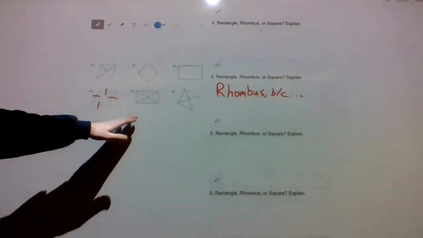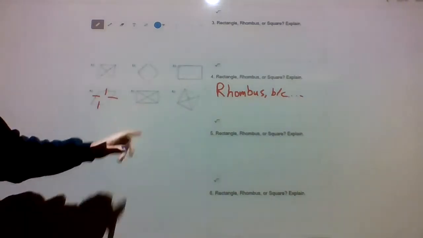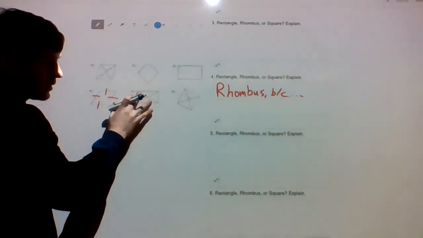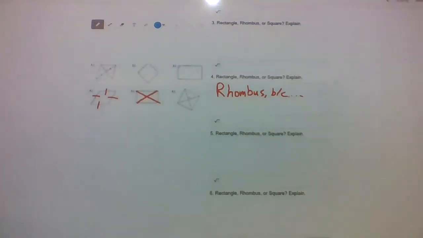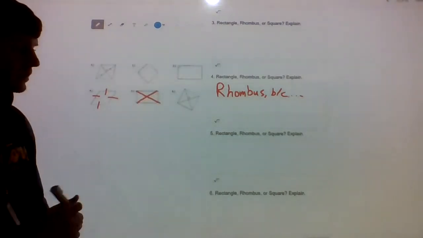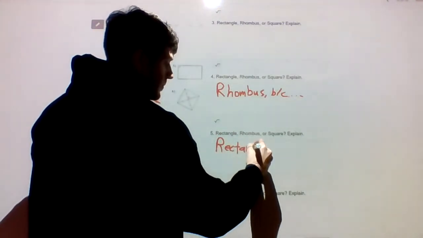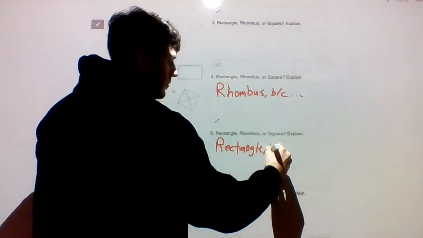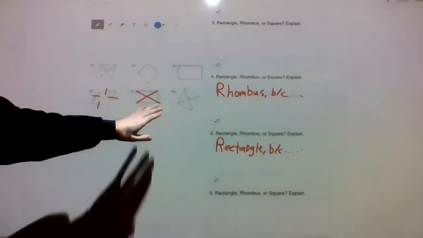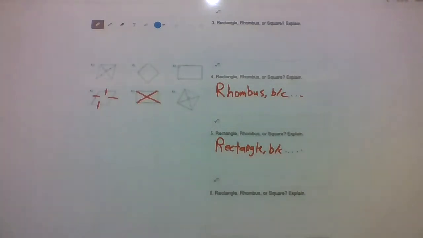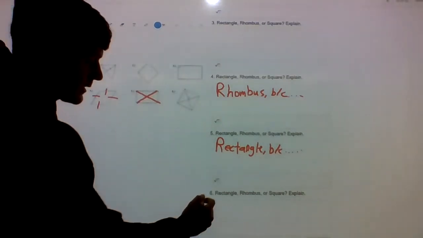Okay. Number 5, they're telling us all 4 of those little pieces there are congruent. Therefore, since these 2 are the same and these 2 are the same, we know that those diagonals are going to be the same length. So this is a rectangle because the diagonals are congruent. Number 6, same thing. Diagonals are congruent, so it's a rectangle.